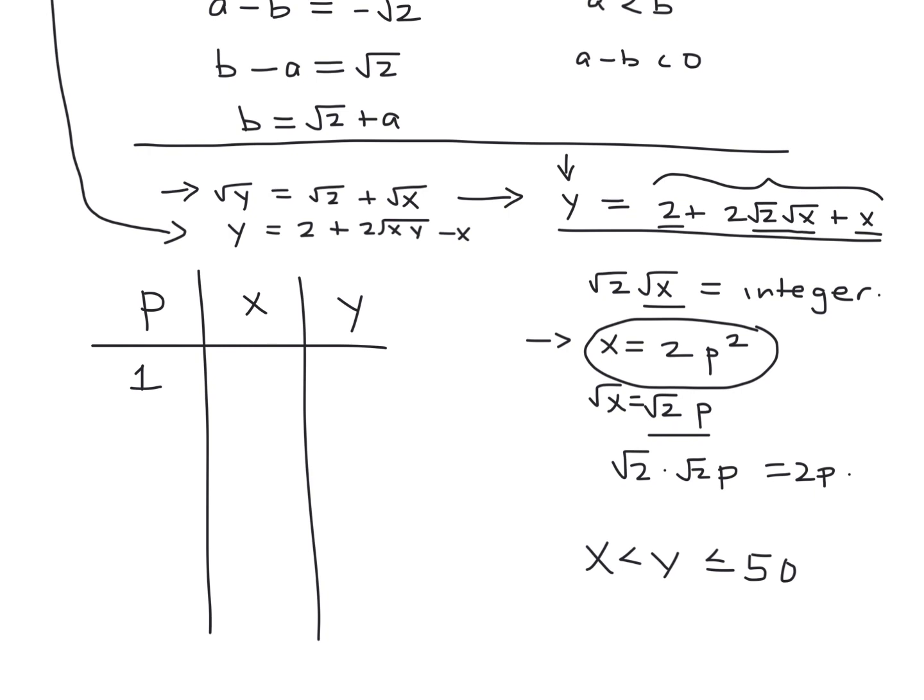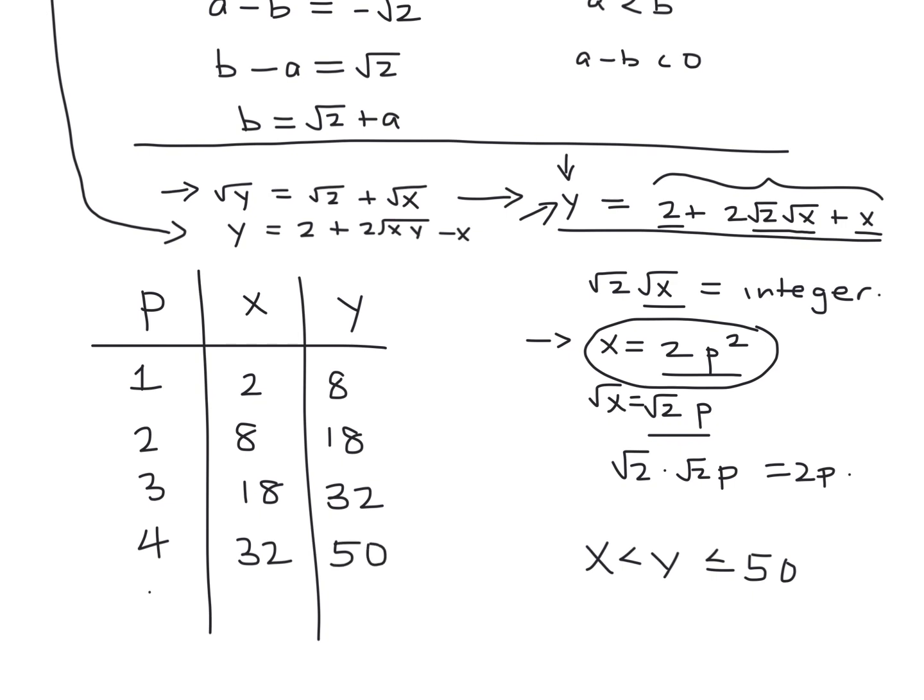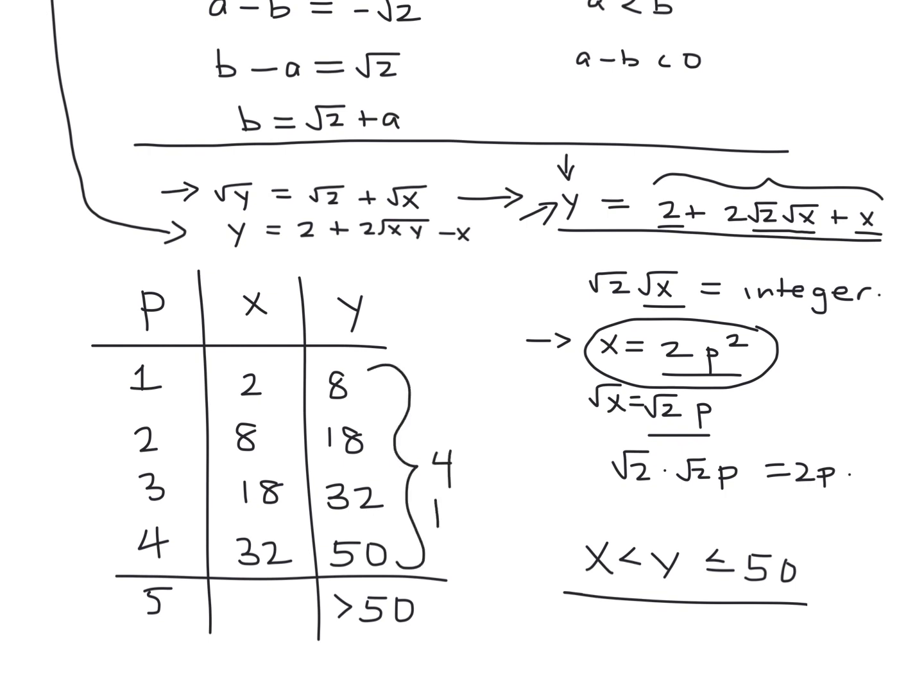If p is 1, then x would be this guy 2, and then y, we can substitute that into here, and you'll get a value of 8. If p is 2, you'll get 8 and 18. If p is 3, you'll get 18 and 32. If p is 4, you will get 32 and 50. And then after, if p is 5, this will be greater than 50. So since we have to abide by those parameters, these are the only 4 pairs that fall within those guidelines.